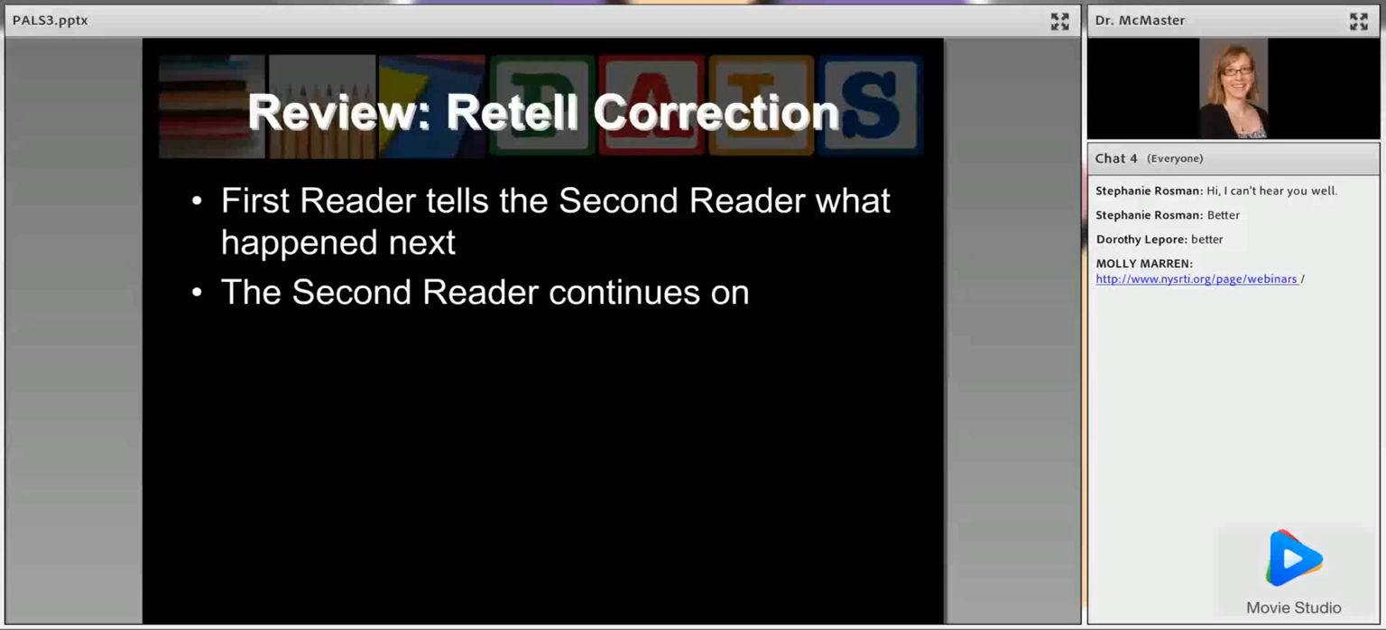There is a sort of informal correction procedure. It's not on the correction card, but if the second reader is having trouble remembering what happened during their retell, the first reader just tells them what happened next, and they continue on.